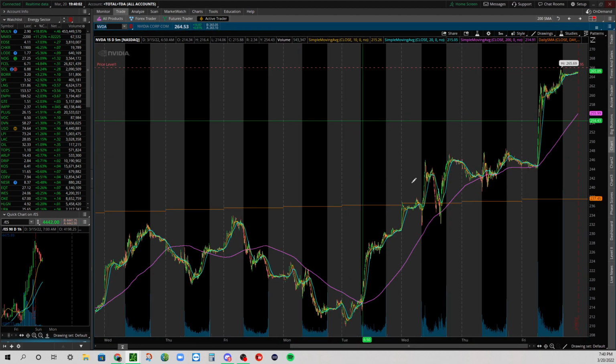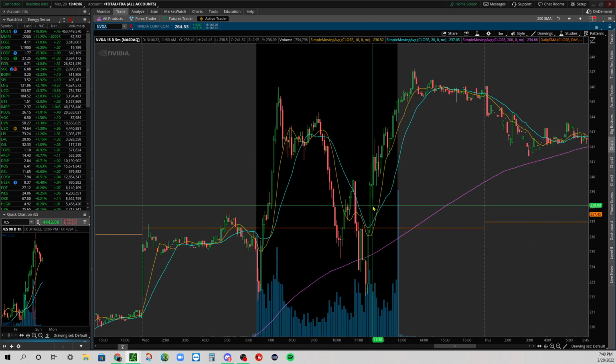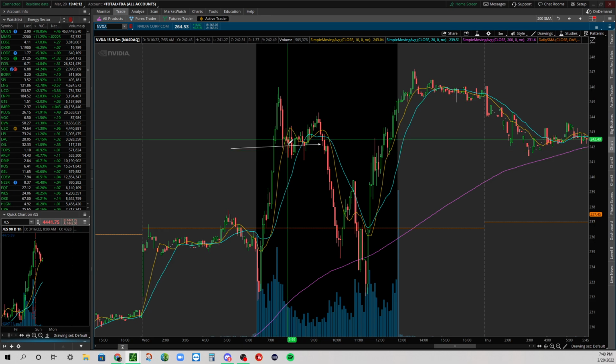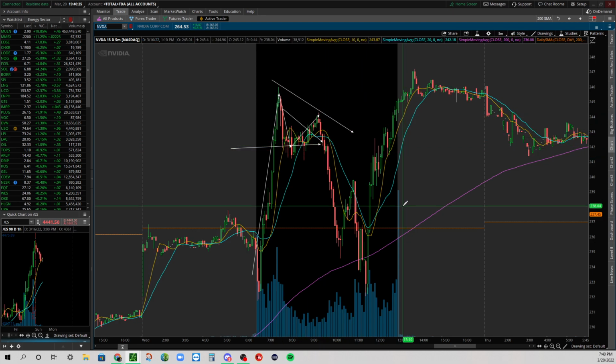Let me find a good setup here. Okay, right here. There you go. This is the setup you want. You see the exhaustion right here? It shot up in overextension, boom, boom, boom, getting tired. It goes into a dip area, runs up, makes a lower high, and then falls below the 10 and 20 on the 5 minute.